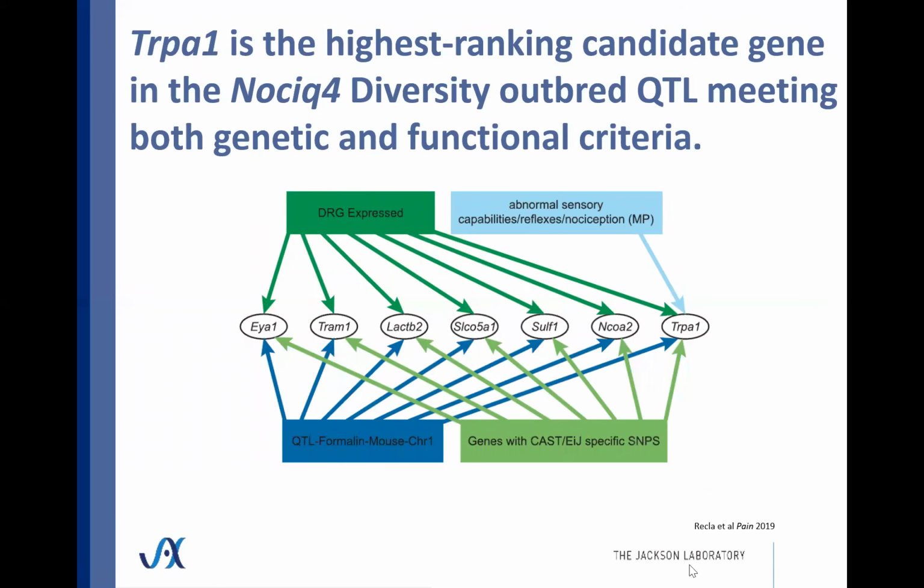This is another one. This is a refinement of a QTL mapped by Jill Rekla, mapped in diversity outbred mice. No surprise to anyone who has studied pain, but TRPA1, a well-known pain gene, is found differentially expressed in the dorsal root ganglion, associated with sensory function in mutant mice, and accounts for the genetics underlying the QTL.